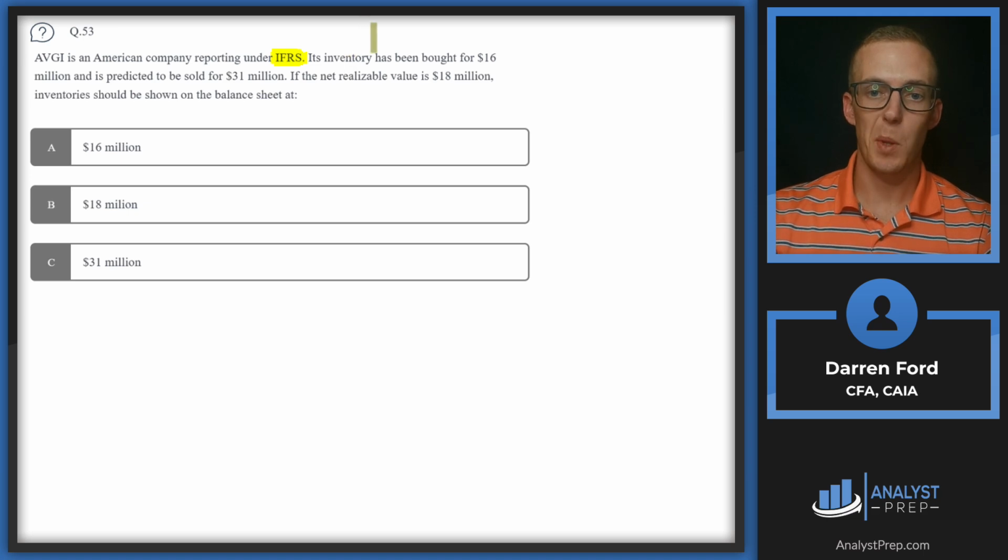Under IFRS, they were required to measure at the lower of either cost, so what we bought it for, so we bought for $16 million, or net realizable value. So net realizable value is $18 million, cost is $16 million. We take the lower of those two numbers, and that's what we're going to show our inventory at on the balance sheet. So we will be showing at $16 million. And I think as we mentioned before, we're doing this because the standards really don't want companies to be overstating what their inventory is worth.